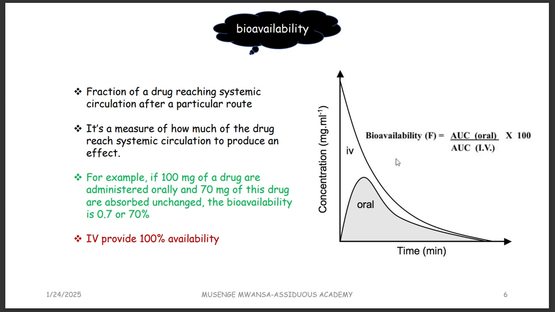When you inject a drug in the vein, you can see that at the beginning, when time is zero, the concentration of the drug is very high. Let's say, for example, that's 100% bioavailability. But then as time goes on, can you see that the concentration of the drug is reducing? Where is it going? It is undergoing metabolism, it's undergoing elimination, so it is reducing in concentration.